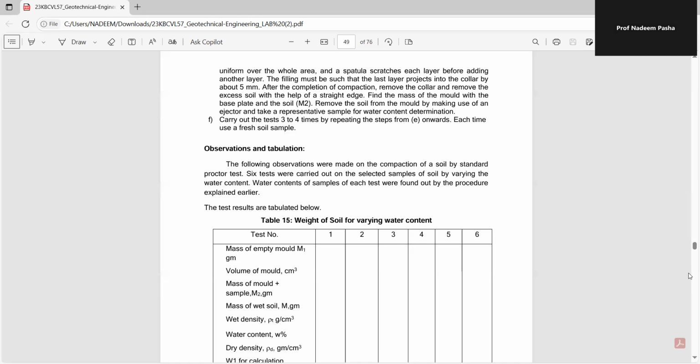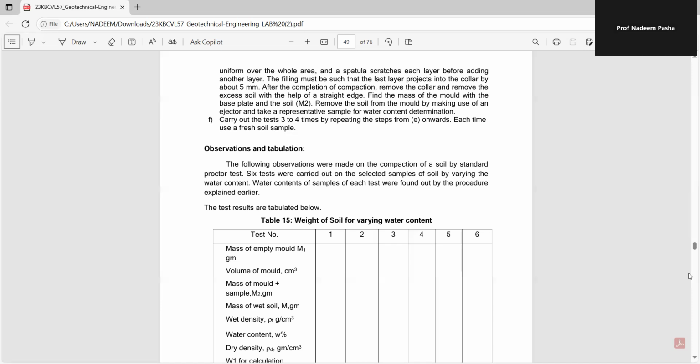Observation and tabulation. The following observations were made on the compaction of soil by standard Proctor test. 6 tests were carried out on the selected sample by varying the water content. The water content of the samples of each test was found out by the procedure explained earlier. The test results are tabulated in this way.